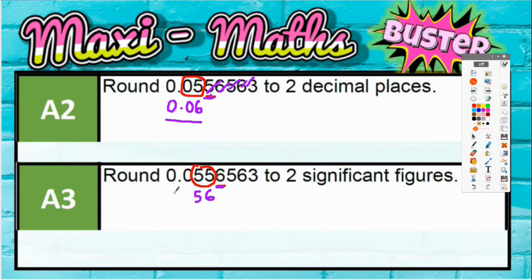But then obviously you have got to put your 0.0 in front. So to 2 decimal places, it's 0.06. To 2 significant figures, it's 0.056.